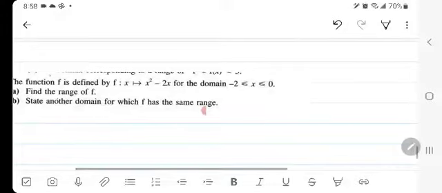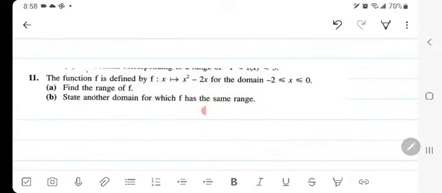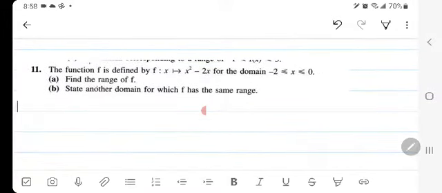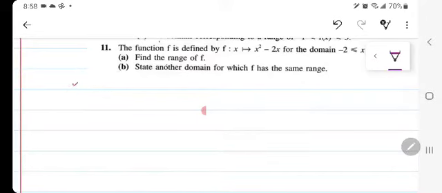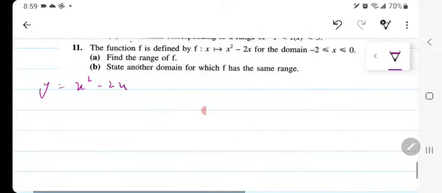Another question. यहाँ पे you can see the function f is defined by f of x is mapped on x square minus 2x for the domain x is greater than and equals to -2 and less than and equals to 0. So y is equals to x square minus 2x. I told you if the equation is non-linear, I will substitute all the values that is between -2 and 0.